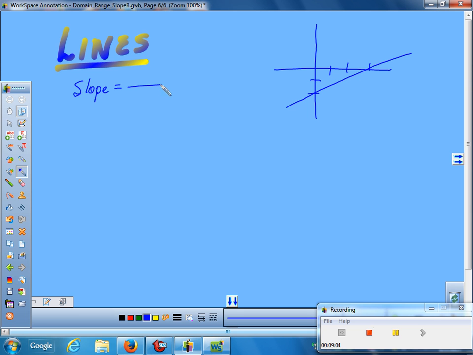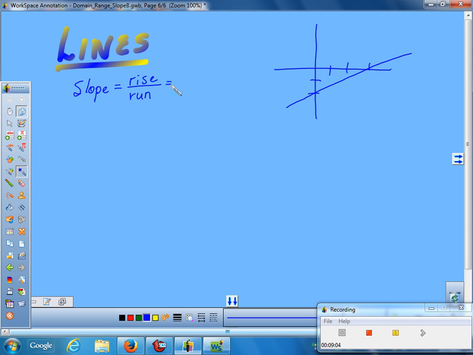What were you taught is the definition of slope in words? Rise over run. Thank you, it is rise over run. So what is the slope of that line I drew over there?